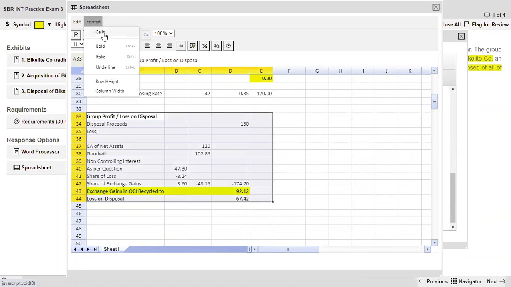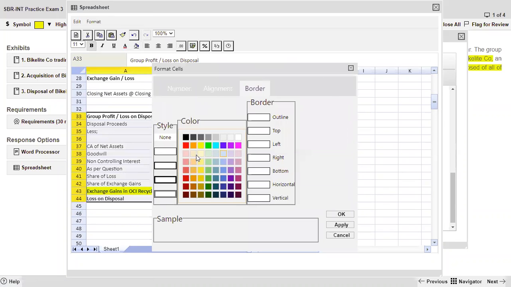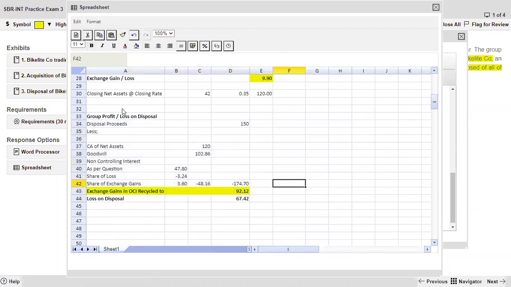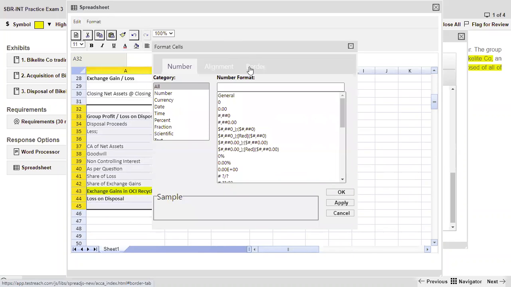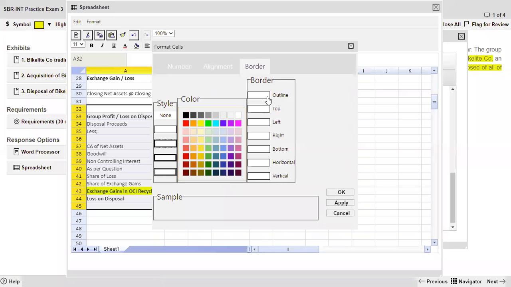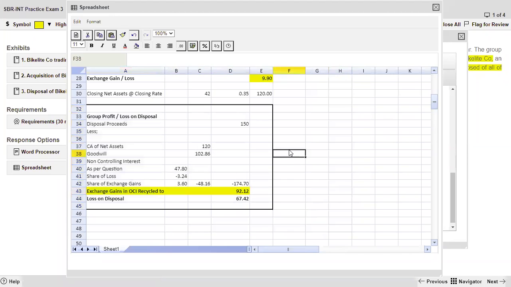Is that okay now? Why did I include it in the disposal calculation? Because ultimately it would impact the gain or loss. You don't include it. You don't include it.